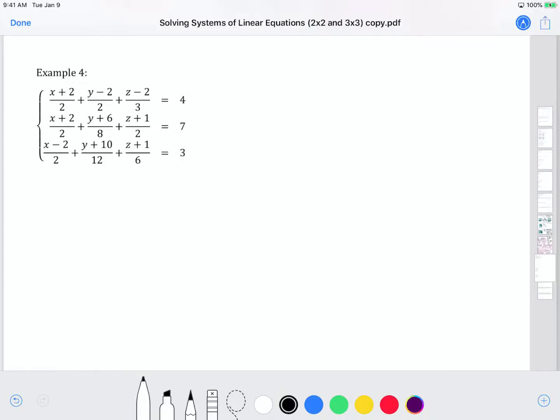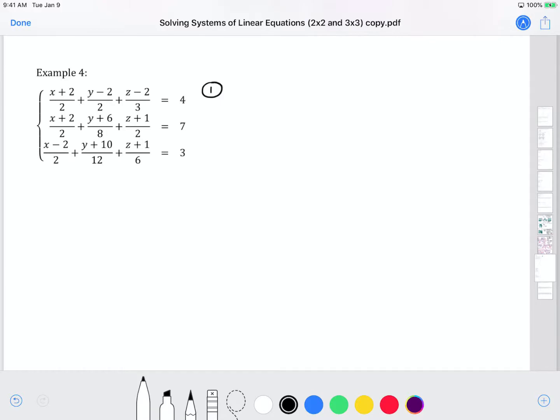Example 4 will be the hardest one that we'll work on as far as it getting the most messy. And it's the same procedure though. We just have to do some extra steps to clear those fractions first and clean up those equations to set it up the way that we've been doing it so far.